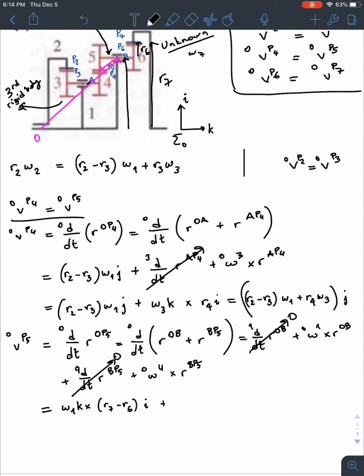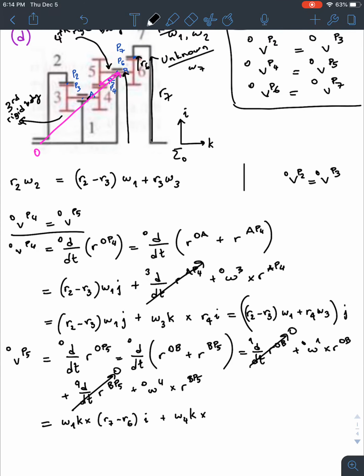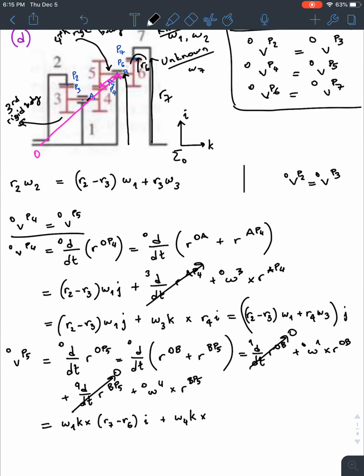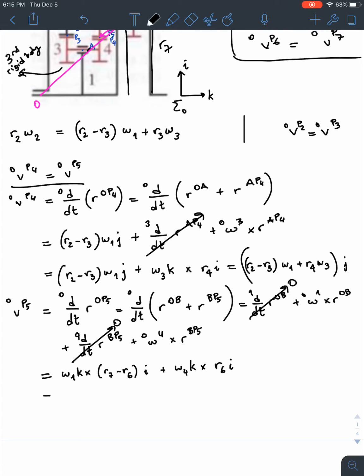Plus the angular velocity of 4 and 0, let's call that omega 4 in the K direction. Remember, that's the angular velocity of gears 5 and 6. Now omega 4 k cross our B to P5 has distance in the I direction R6, so this is R6 I. Doing this computation will result in R7 minus R6 times omega 1 plus R6 omega 4, all in the j direction. So matching the velocities at P4 and P5, we get the relationship that this thing is equal to that thing right there.